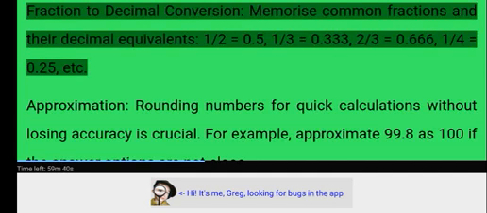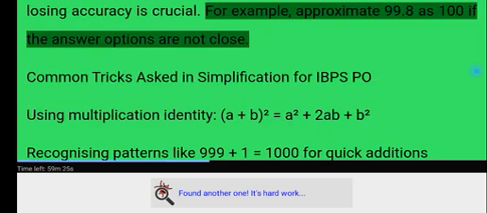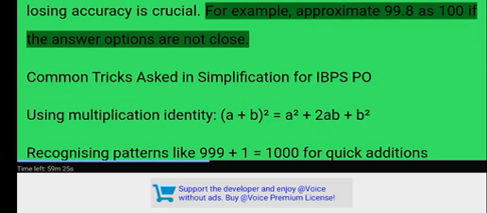Fraction to decimal conversion: memorize common fractions and their decimal equivalents. 1/2 equals 0.5, 1/3 equals 0.333, 2/3 equals 0.666, 1/4 equals 0.25, etc. Approximation: rounding numbers for quick calculations without losing accuracy is crucial. For example, approximate 99.8 as 100 if the answer options are not close.